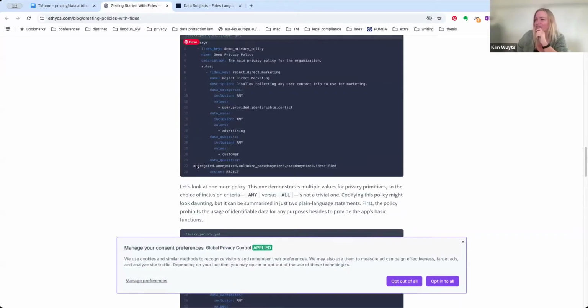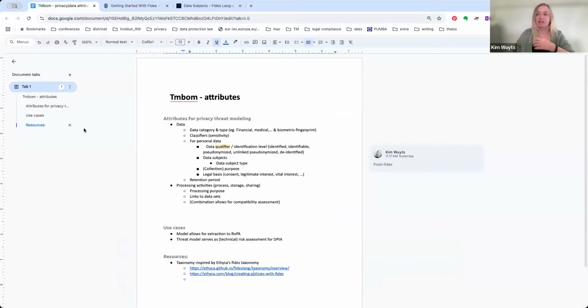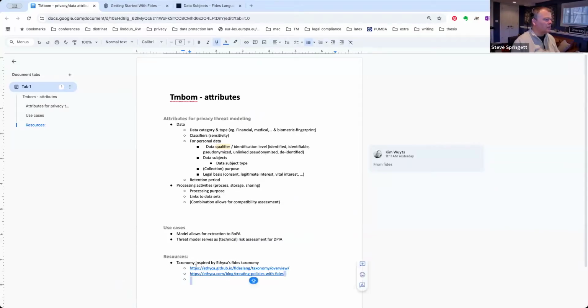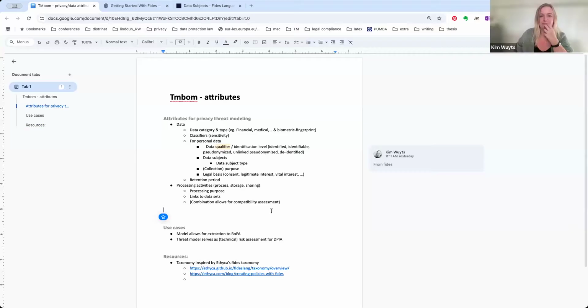I saw it in one of their examples of a policy that they used, different descriptions of qualifiers, and it gets more privacy friendly the further down you get, I think, but I couldn't find much documentation. I can reach out to them. Okay, so Ethica is a commercial company, it looks like, right? Yeah, that has solutions for privacy. Okay, all right.